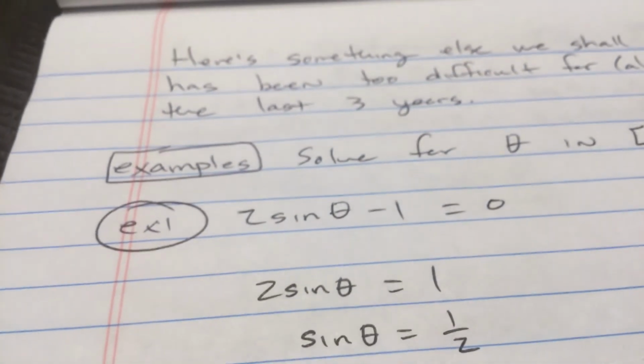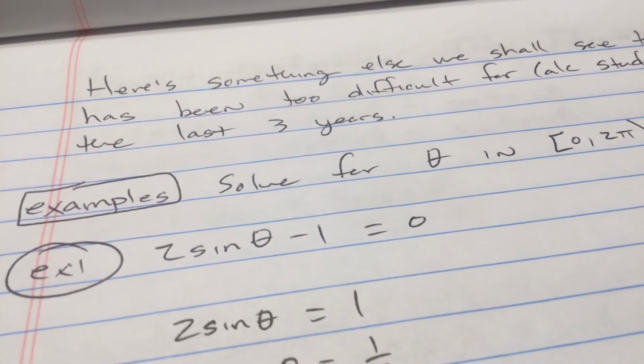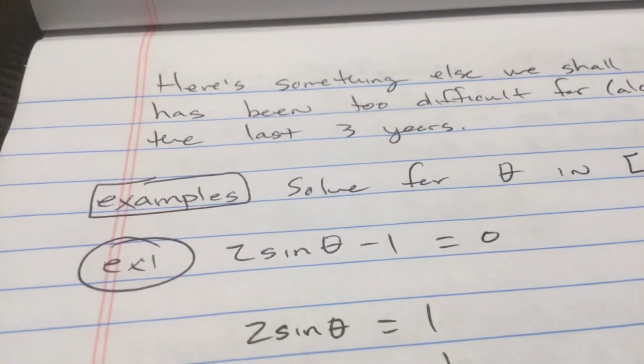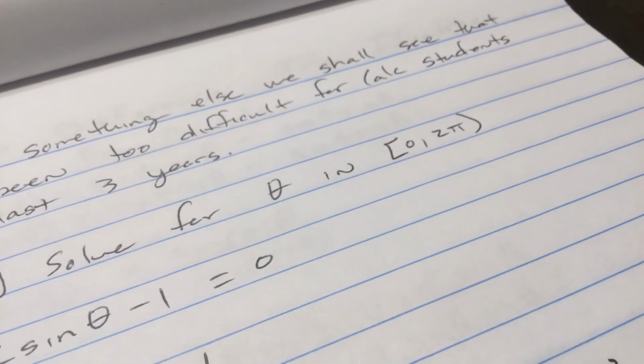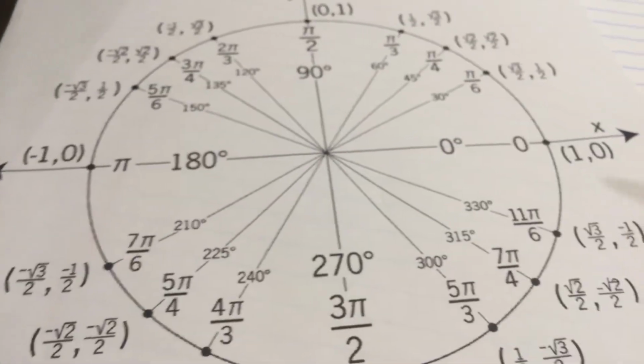Lastly, in this video, here's something else that we will do to start the review unit, the first 4 weeks. It's honestly been too difficult. And in fact, I was just tutoring some chapter 4 stuff. You'll see this again. So this will come up. Solve for theta in 0 to 2 pi. That means find a theta on the unit circle. Okay, 0 to 2 pi.